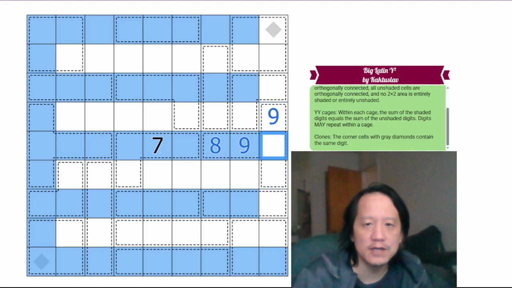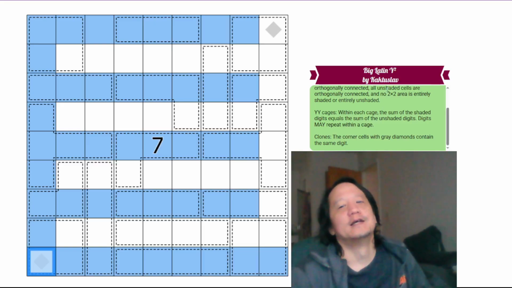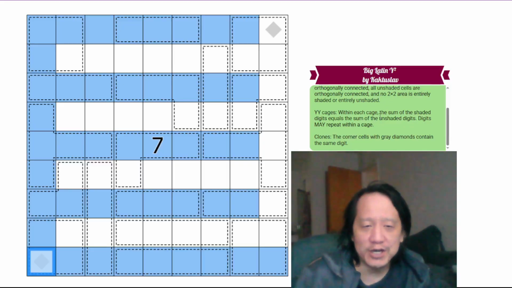And finally, we have clones, where the corner cells with the gray diamonds, which are just these two cells, contain the same digit. So these must be the same digit here. Maybe it's a 3 in the corner, I don't know. Anyways, those are all the rules. If you'd like to play along, there's going to be a link in the description. And now, I'm going to get started.